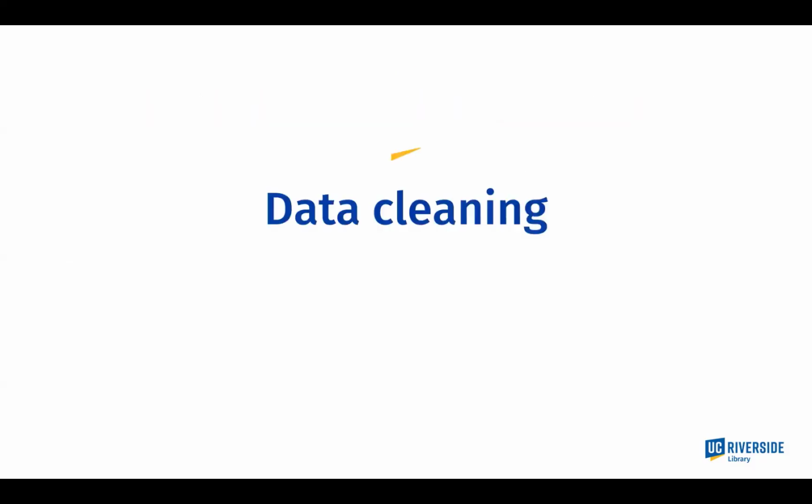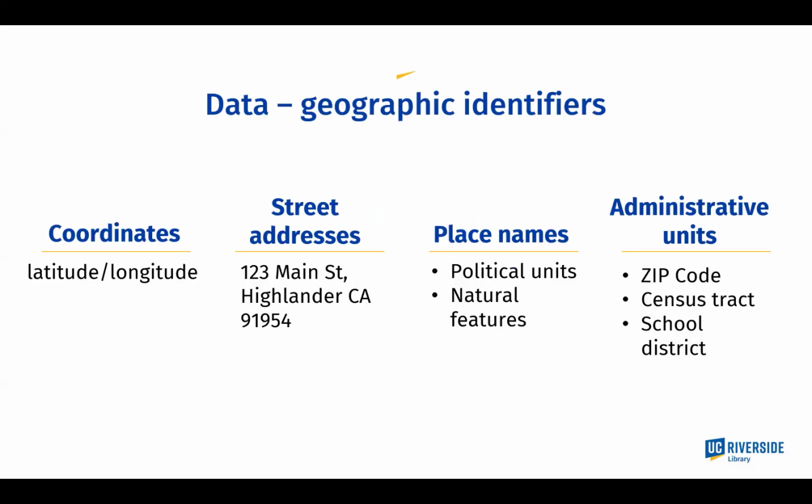So let's start with data cleaning. And with that, let's start with the different types of geographic data that you might have in your table. So there are 4 basic categories, at least, that I am aware of and can think of. Sometimes we have coordinate information, such as latitude and longitude. Sometimes we have street addresses. Sometimes our table might contain place names, like a political unit, like a county name or a city name. Sometimes even natural features like Lake Superior or Mount Hood or something like that would work.